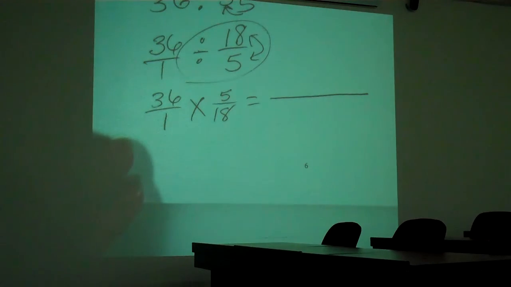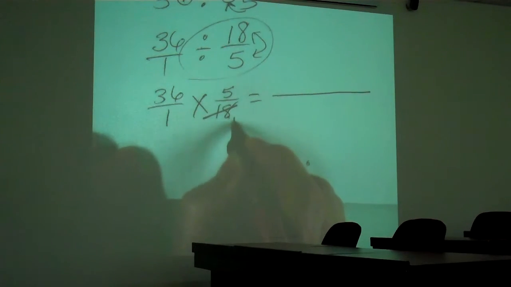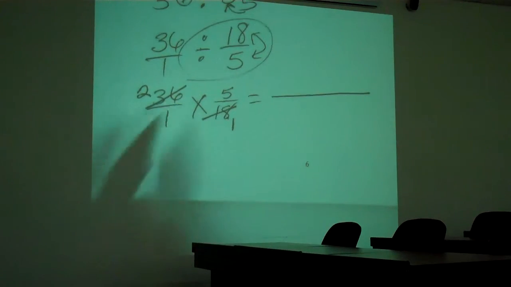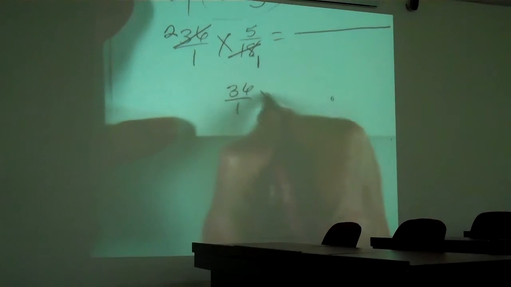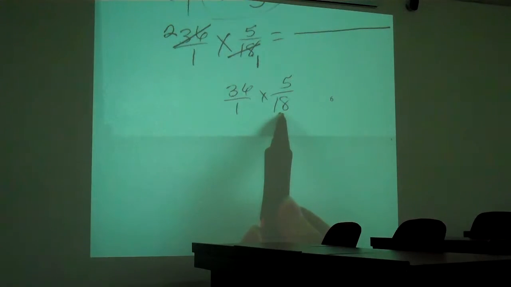Do you want to do some dividing first? What's 18 times 2? 18 times 2 is 36, so we divide by 18, right? Divide by 18 is 1. Divide by 18 is 2. If you couldn't see that, you could have divided by 3 or divided by 6. You could have done it slowly. You could have done 36 over 1 times 5 over 18.